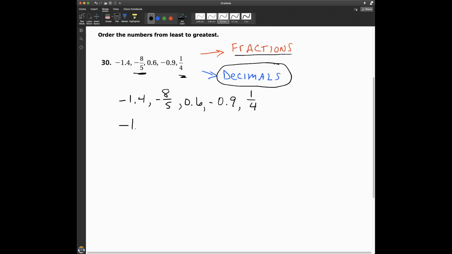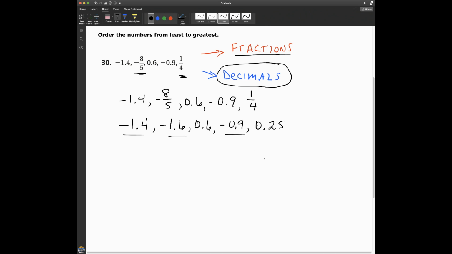Woohoo! So, negative 1.4, negative 8/5 is negative 1.6. And 6/10, so I have 0.6. I have negative 0.9, and then 1 divided by 4 is 0.25.